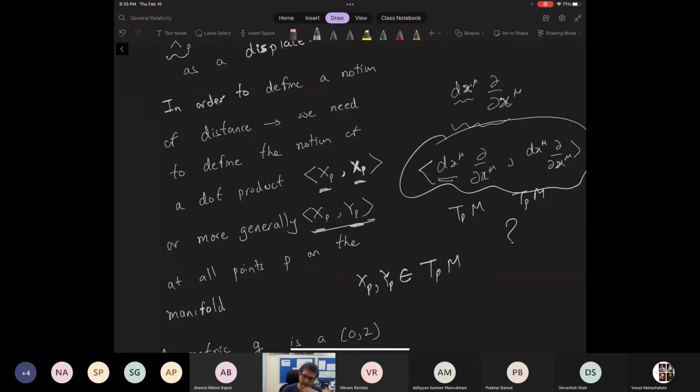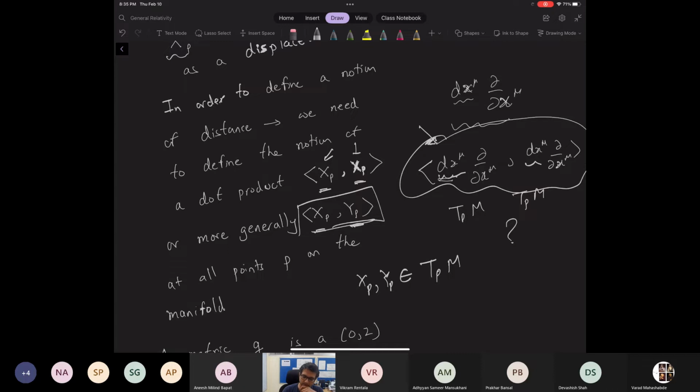So then how will I take their inner product? I need to be able to take this inner product at all points in the manifold to get a notion of distance. Since I can think of these vectors as generating displacements for small coefficients, I can think of them as generating displacements.